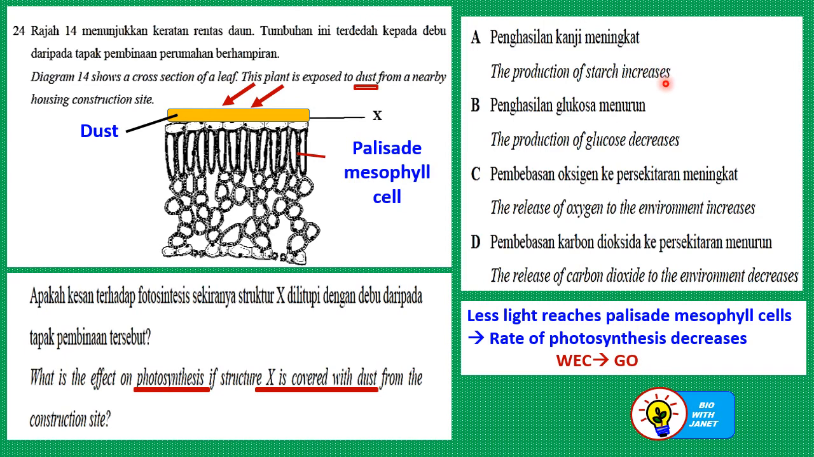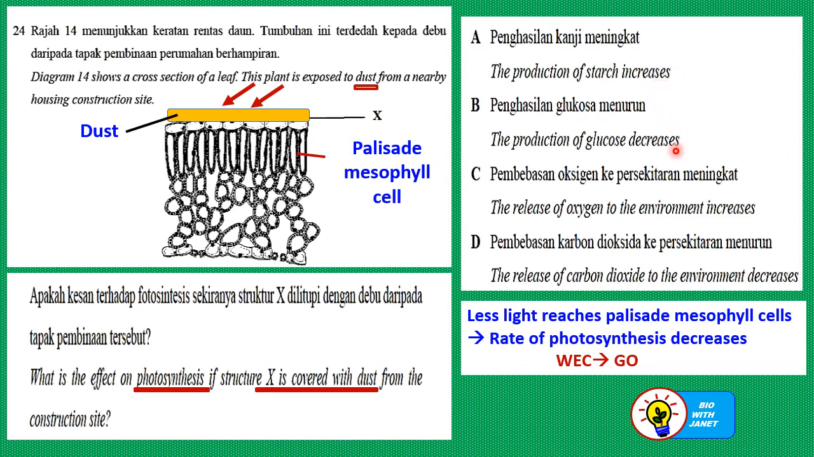Now let's look at the choices. The production of starch increases. So this is wrong, because if the rate of photosynthesis decreases, less glucose is formed, and then less glucose will be converted to starch for storage. So it should be the production of starch will decrease, not increase.